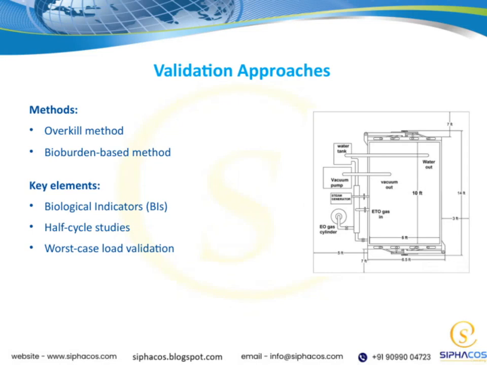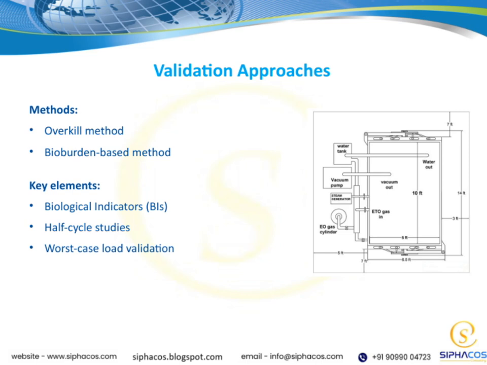Now, let's take a closer look at the validation approaches we use to ensure our sterilization processes are effective. We typically rely on two main methods, the overkill method and the bioburden-based method. The overkill method is quite conservative. It involves applying a sterilization cycle that's designed to kill even the most resistant microorganisms. This approach provides a safety margin, making sure that if we follow the process correctly, sterility is guaranteed. It's often used when absolute certainty is required, especially in high-risk situations.